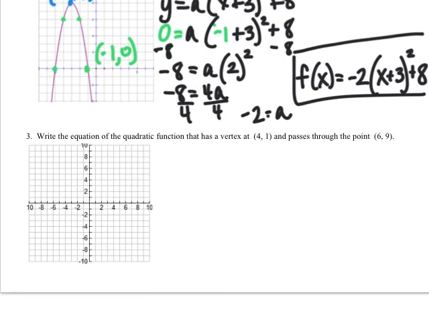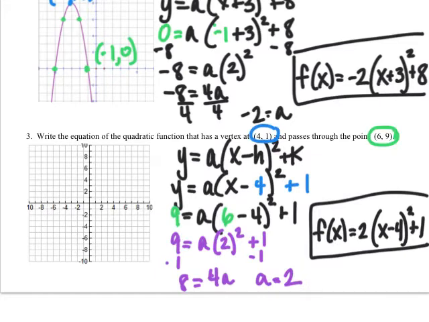So here's one that I want you guys to try on your own. I want you to pause the video, work it out, draw whatever you need to. You can plot the vertex and plot the point and see what it looks like, and then check your work. Remember that copying my work doesn't help you learn, so try it on your own and then see how you did. Pause the video now.